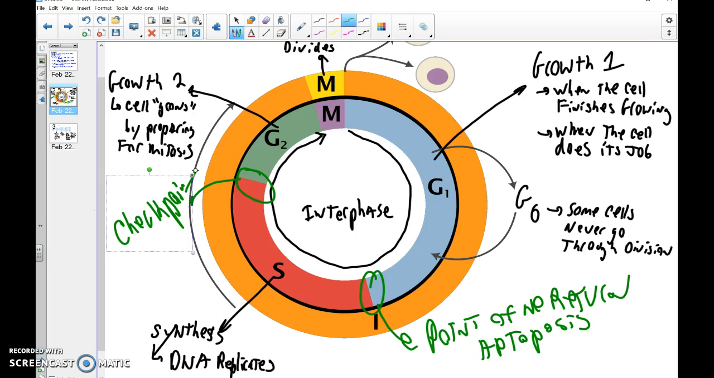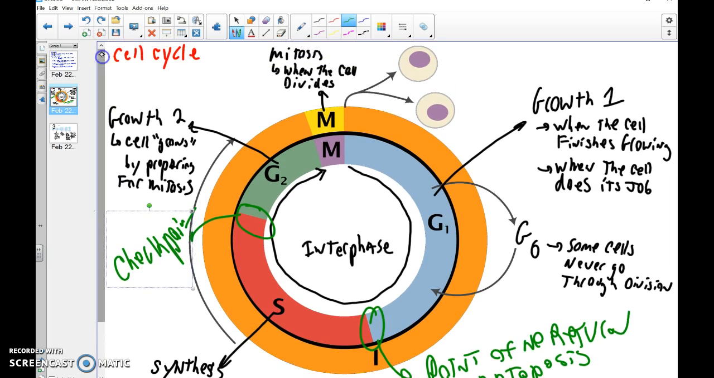Okay? Now, the last phase of the cell cycle, let's finish this first. G1, S, G2 together are known as interphase. And that is the phase during which the cell does its job and prepares for mitosis. Okay? Now, the last portion of the cell cycle is the M phase, which is actual mitosis itself. And that's when the cell goes through the process of division.